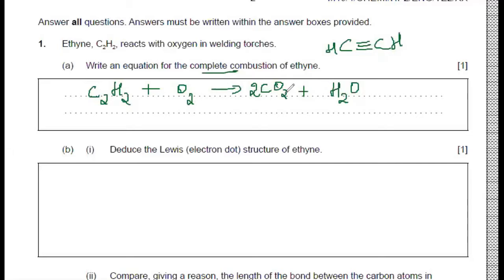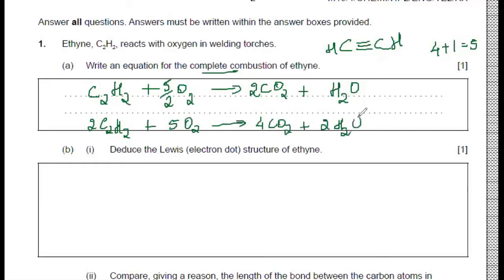2 times 2 is 4, and here there is 1. So that means this side there is 4 plus 1, which is 5. So here it would be 5 by 2. Either you can leave it as 5 by 2, or you can multiply throughout and write it like 2C2H2 reacts with 5O2, giving 2 times 2 is 4 CO2 and 2 water molecules.